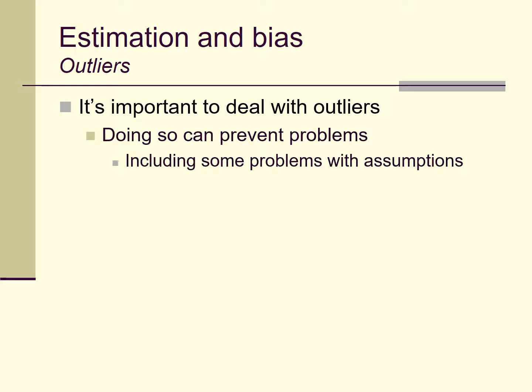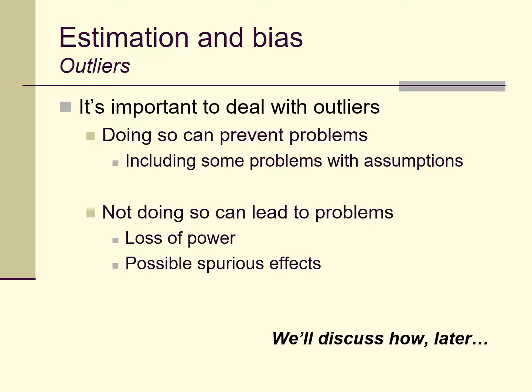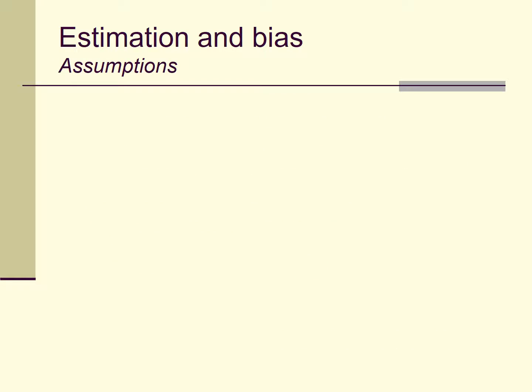Dealing with outliers can prevent some problems. Not doing so can lead to lots of problems. At the very least, loss of power, because we have potentially bad estimates of various parameters that we're interested in, and also the possibility of spurious effects or incorrect conclusions based on our analyses. And we'll discuss more of that a little bit later. But for the time being, just note that outliers can lead to bias in estimation, and thus we ought to deal with them if we can. So outliers in our data can lead to bias in estimation for parameters that we're interested in.